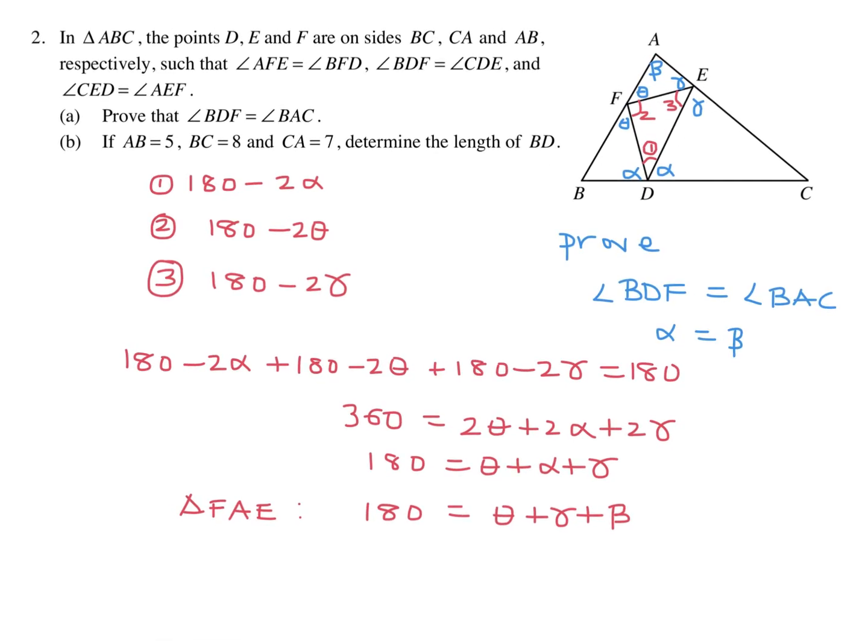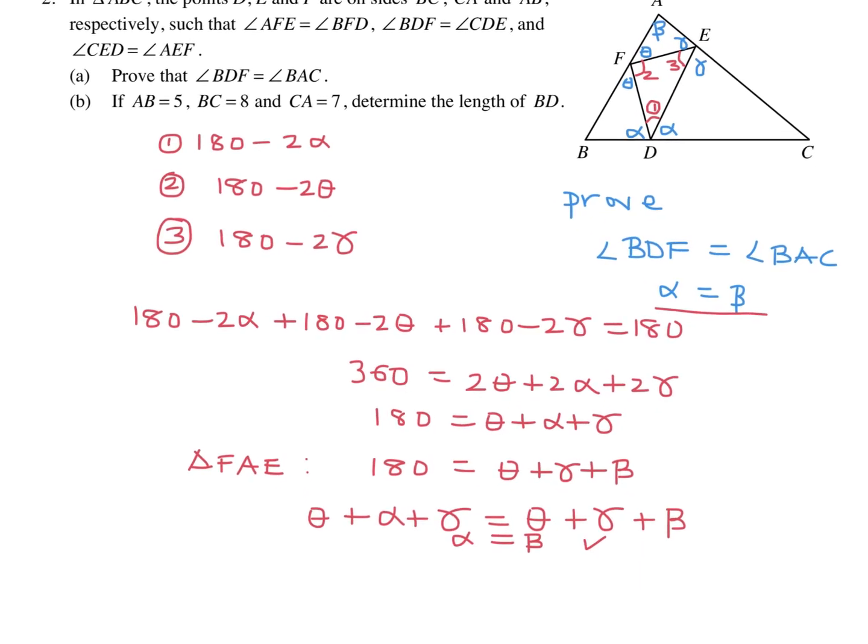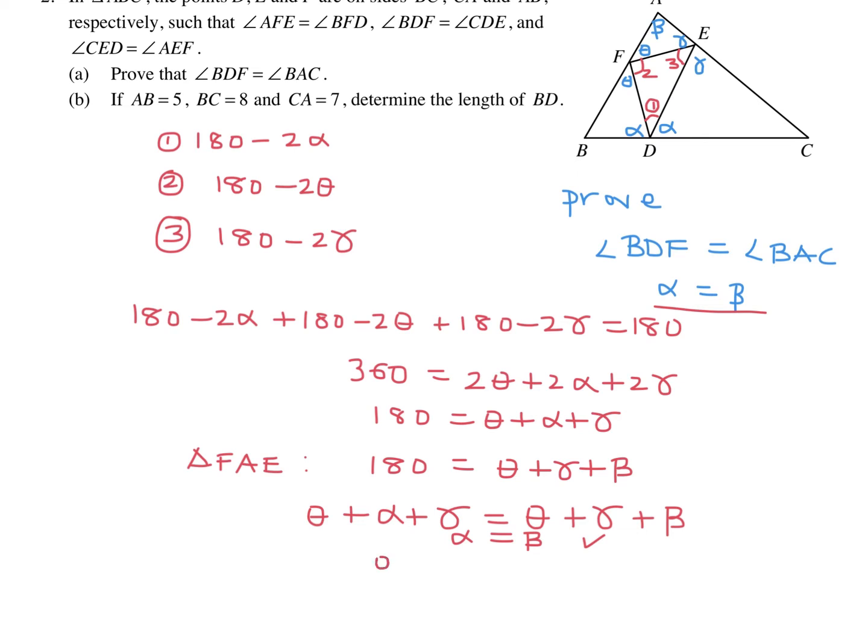So that means that theta plus alpha plus gamma is equal to theta plus gamma plus beta, and that reduces to alpha is equal to beta, which is exactly what I wanted to prove. There you go. And then you can just take it one step further. Therefore, angle BDF is equal to angle BAC. That's it.